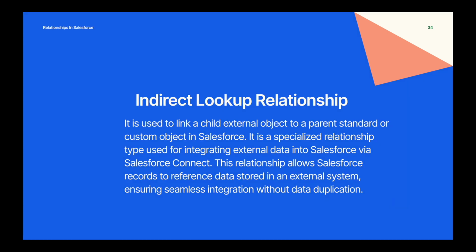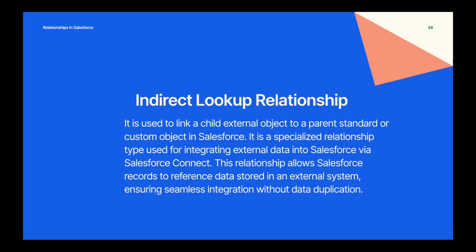So now we have the last relationship. It's the last relationship we are talking about in this video. This is the indirect lookup relationship. Again, it is a type of lookup relationship, but this is different from basic lookup relationship, hierarchical relationship, and external lookup relationship. So what is indirect lookup relationship?